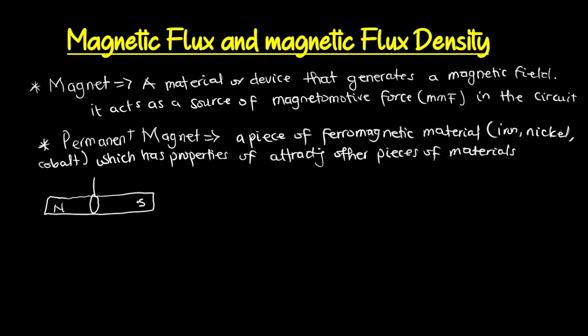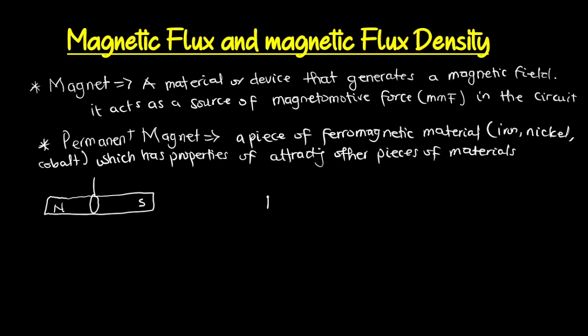Now, the area around the magnet is called the magnetic field, and it is in this area that the effect of the magnetic force produced by the magnet is detected. So the area around the magnet over here is what we call the magnetic field, and that is the area where the magnetic force of the magnet is actually felt.